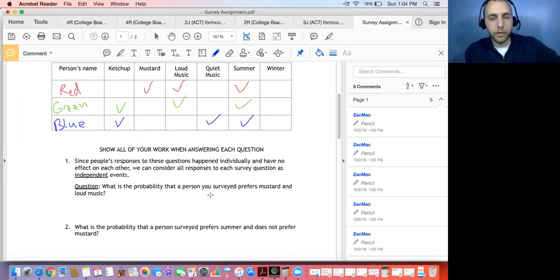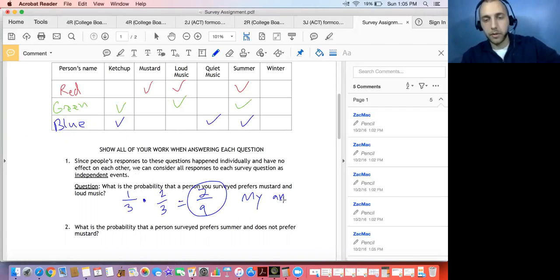So let's look at how many people preferred mustard first. So with my data, only 1 out of 3 people preferred mustard. And then loud music, right here, that was 2 out of 3. 2 out of the 3 people I surveyed preferred loud music. And then I multiply these together because they are 2 separate independent events, and that's what we do in that situation. So 2 out of 9 would be my answer. Again, yours may be different.